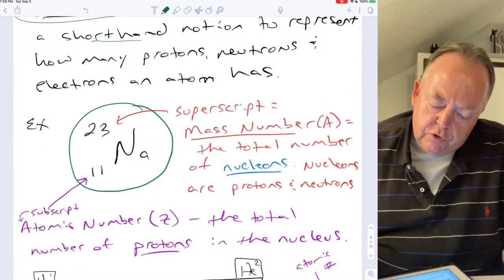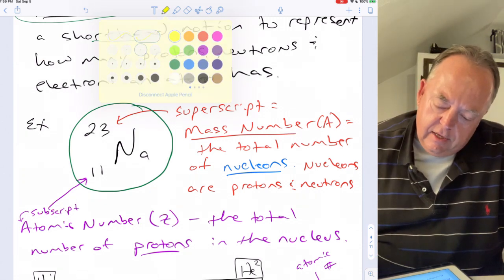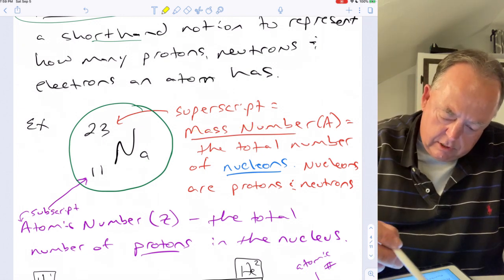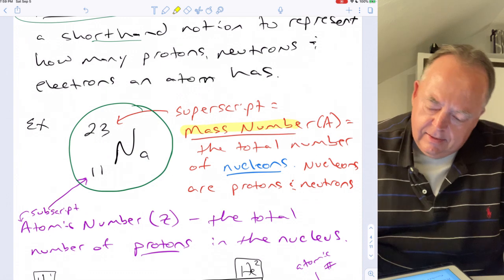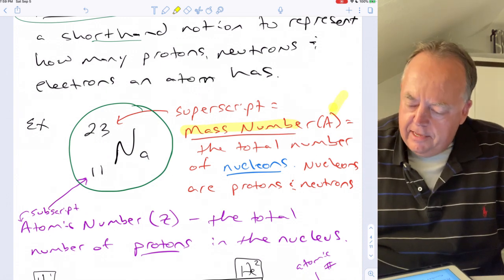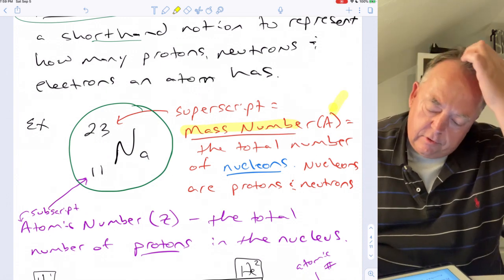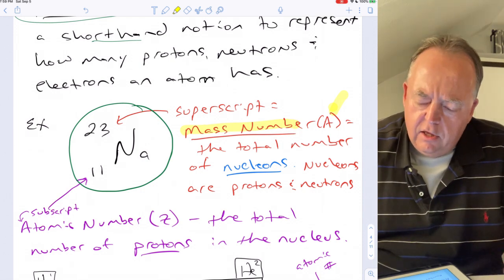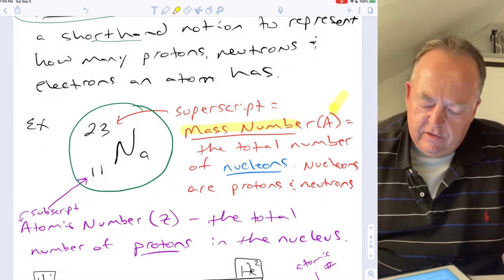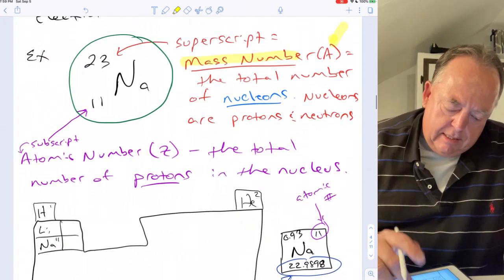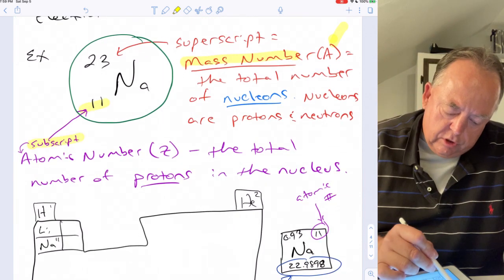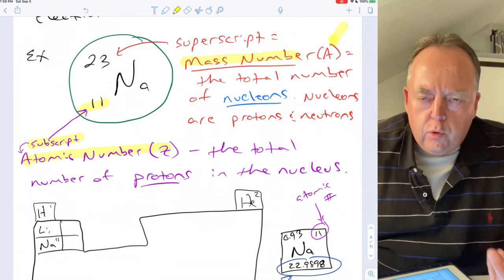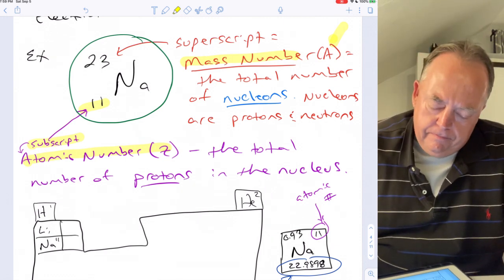So what is the superscript? The superscript is what's called the mass number, sometimes given the symbol A. The mass number is simply the total number of nucleons in the nucleus. So it's the total number of protons and neutrons in the nucleus of the atom. And the subscript is what's called the atomic number, given the symbol Z, and that is the total number of protons in the nucleus of the atom.